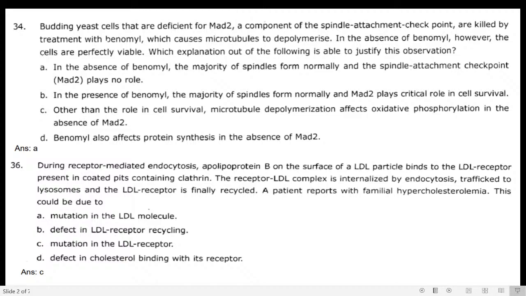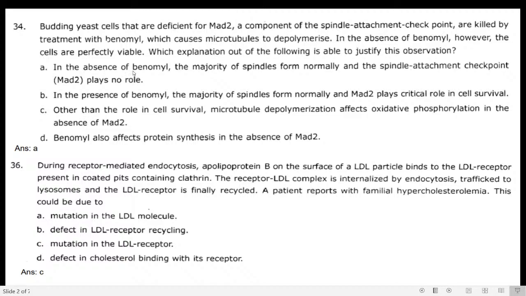This is the statement. As per their statement, what they asked: if there is absence of nocodazole, the cells were viable, they are in a live condition. Which explanation out of the following is able to justify this observation? The answer is A.